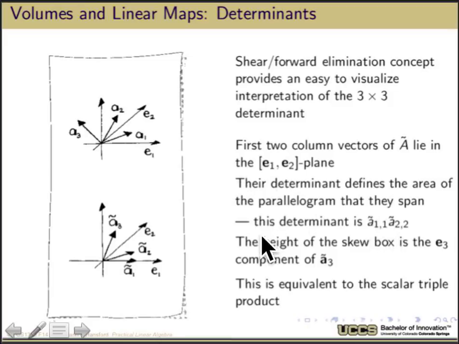Right? Now I can ask the question, how tall is it? The height of that box is given by the E3 component of A3. It doesn't matter what the other two components are. All that matters is I have a square base, and now I have an area on my base. Now I'm going to lift it up. That gives me the height. Okay, and that turns out to be also equivalent to the triple scalar product we saw before, because the dot product and the cross product give us those two elements.